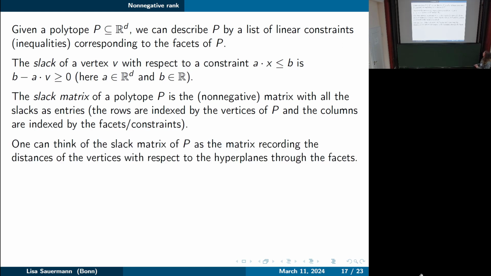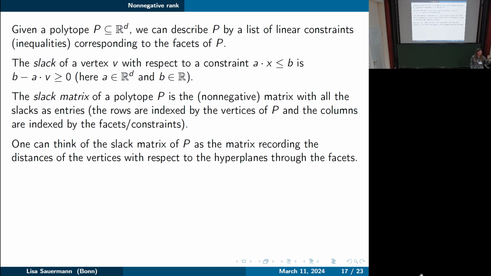Okay, and so now you might wonder why you would do that, but first one comment: you can think of the slack matrix of P as the matrix recording the slacks, but if you find that confusing, you can think of it as the matrix recording the distances of the vertices from the hyperplanes of the facets. Because up to renormalization, you can choose these linear inequalities as just measuring the distance to the hyperplane of the facet.